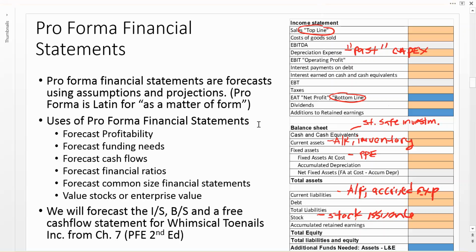All right, let's give a little tour of a financial statement. Here's actually the income statement. This is the balance sheet. Income statement has to do with flows. Balance sheet are balances. All right.